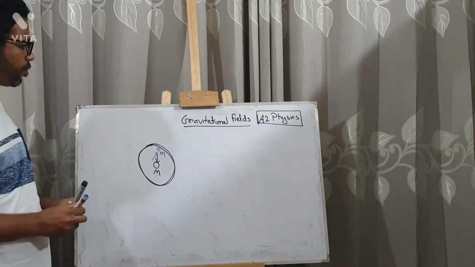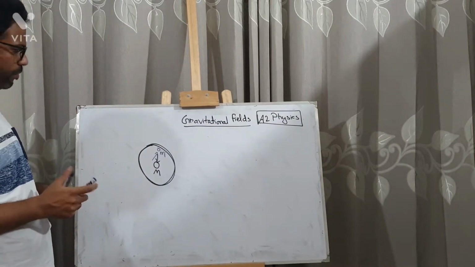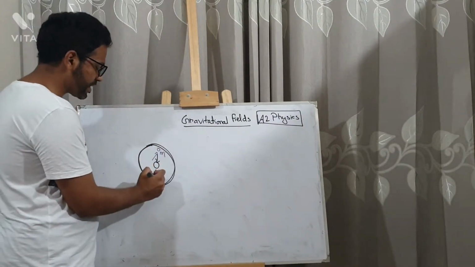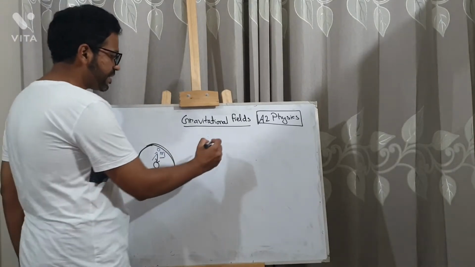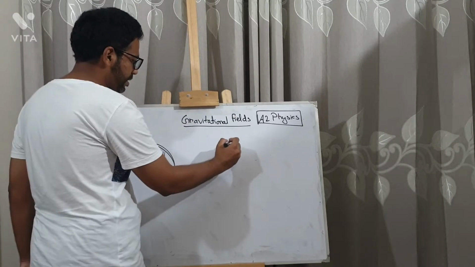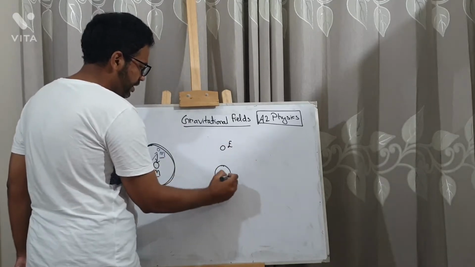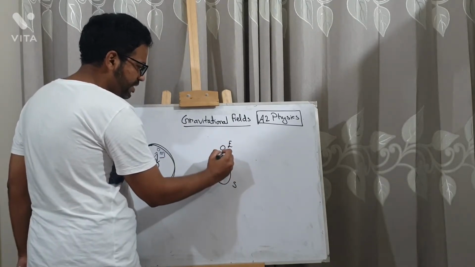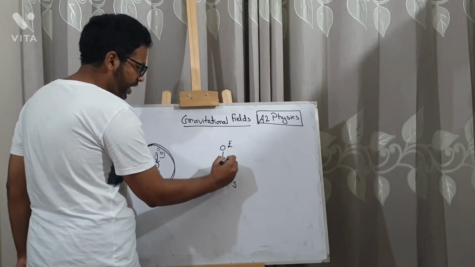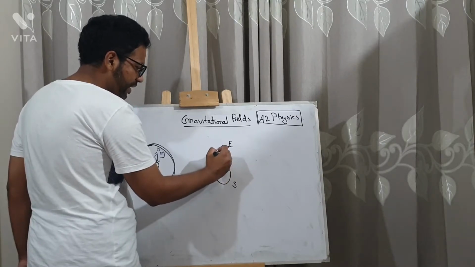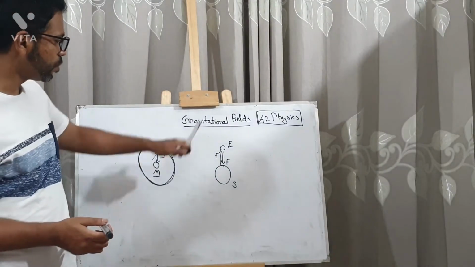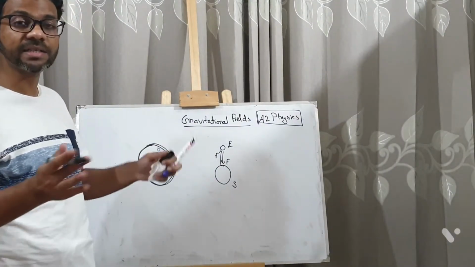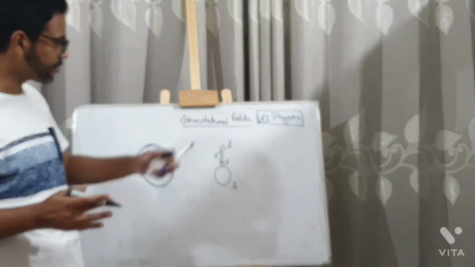From Newton's third law we know that the gravitational force acting on this mass and this mass is equal. The easiest example is the sun and the earth. The sun is attracting the earth with a force of F. The earth is also attracting the sun with a force of F. Both of these are gravitational forces. So the sun and the earth are inside the gravitational field of each other. That's why they can attract.